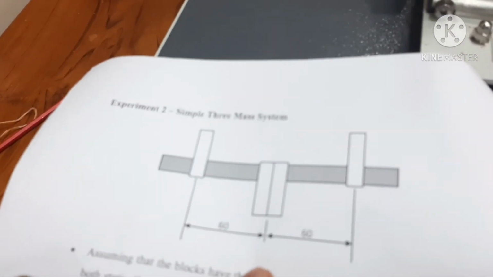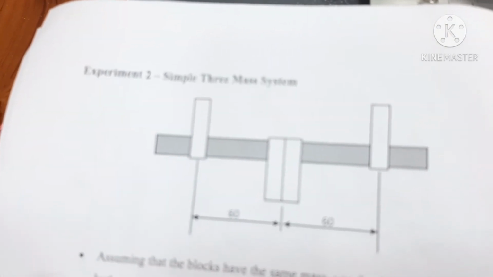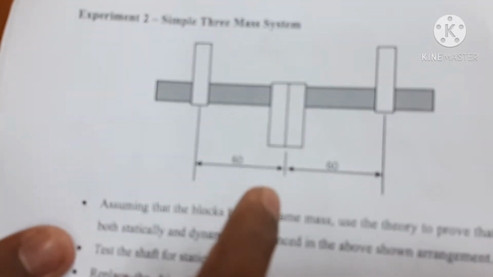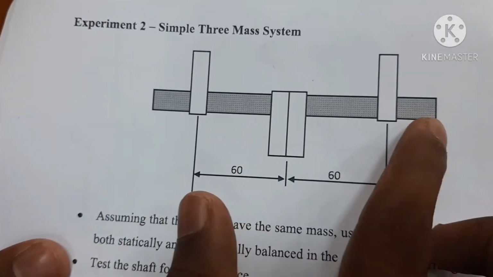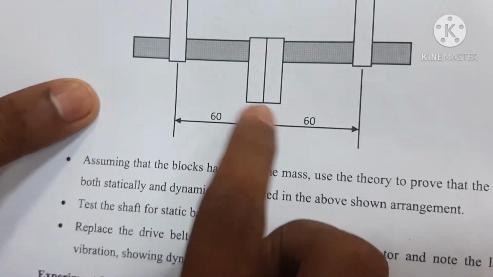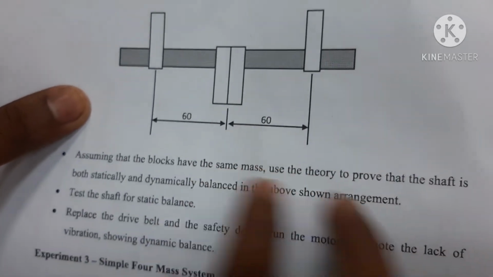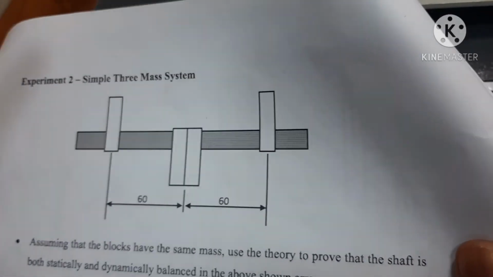Now let's see the three mass system. In this three mass system, you can see there are three mass blocks, and the space between the mass blocks is the same, 60 millimeters. This three mass system is statically balanced because the center of gravity of this system is on the axis of rotation. When we rotate this three mass system, there will be no twisting moment or couple. Therefore it will not produce any vibration.